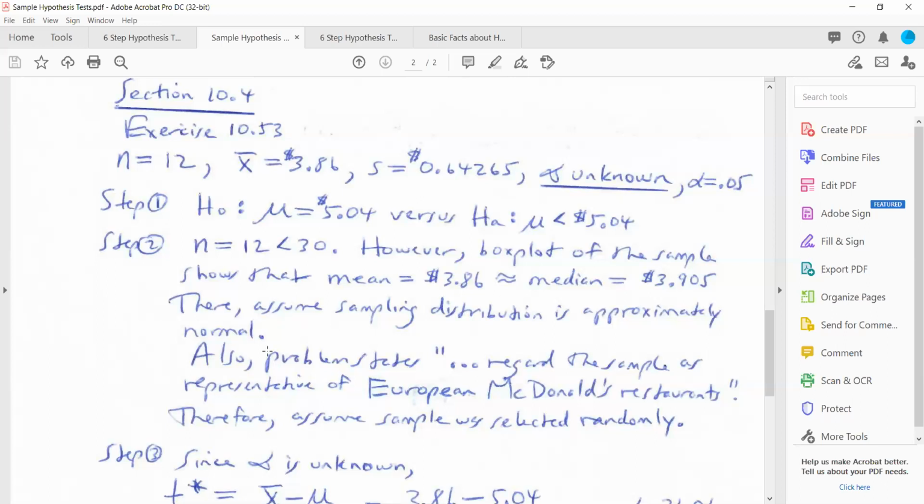We also have to say in step number 2 that the sample is selected randomly. The statement here that the sample is representative of all European McDonald's group restaurants is a statement saying that the sample was probably selected randomly. So again, in this example, I did a box plot and looked at the mean compared to the median. I'll assure you in other examples that I give you in a real test, it'll be clear.